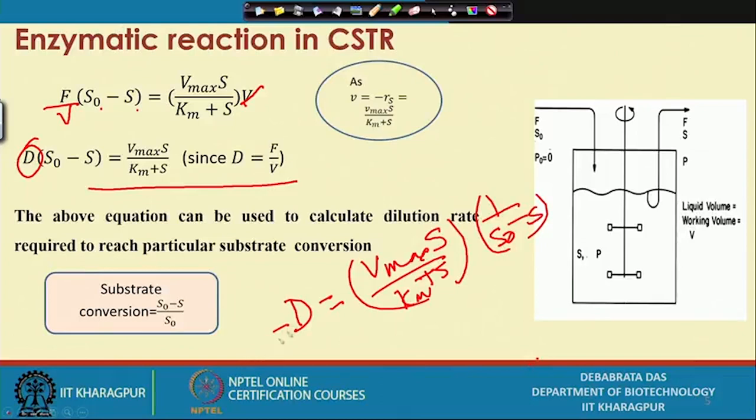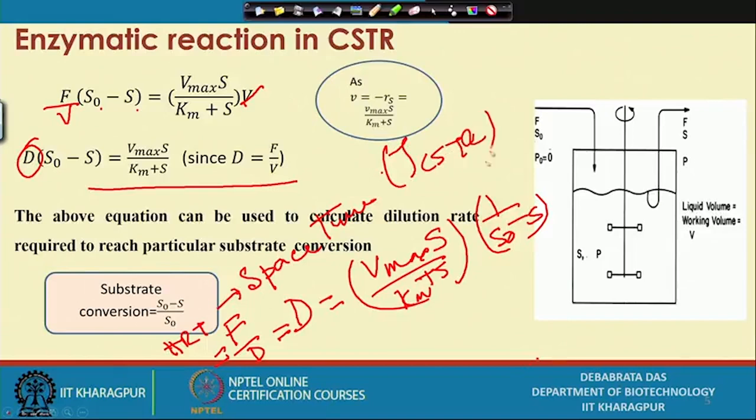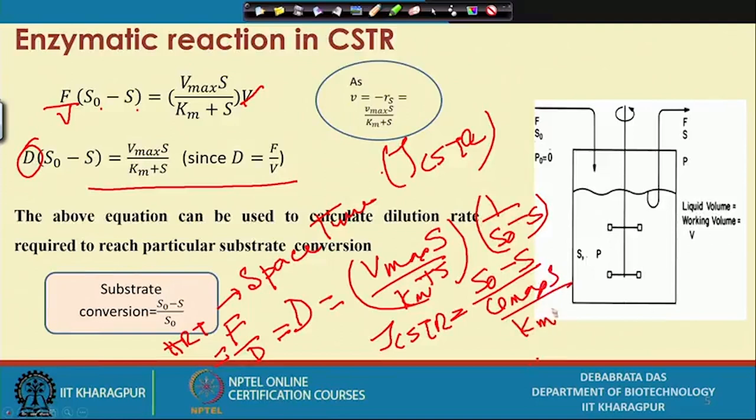And what is this? This is the dilution rate, equal to F by V. And 1 by D is equal to what? The HRT. And HRT is actually nothing but space time, the space time of the CSTR, that means tau CSTR. So how can we write the expression? This is the inverse. So tau CSTR will be equal to S0 minus S divided by V max S over Km plus S. So we can easily find out this tau CSTR.